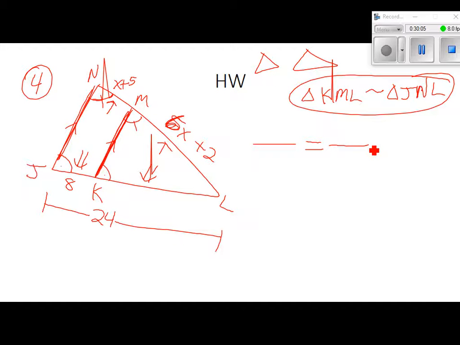First thing you got to do is, we don't know this part. Can we find it though? KL right here. Can we find that length? How? 24 minus 8, what's that give you? 16.